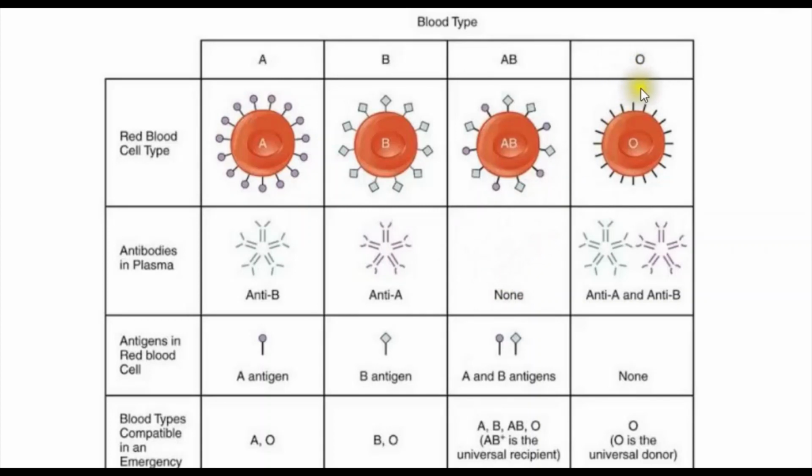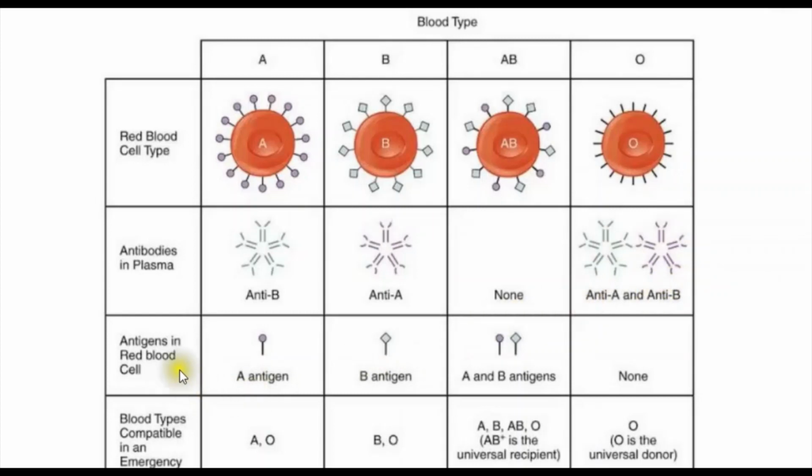Then the fourth group is O blood group. In O blood group individuals, antigens A and B are both absent. There are no antigens on the surface of the RBC. Then in the plasma, both antibody A and antibody B are present.